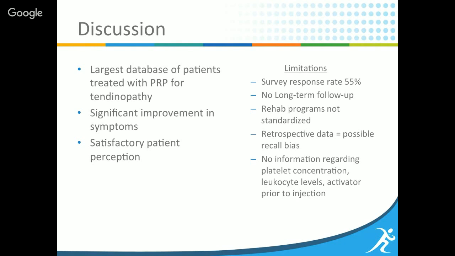The limitations, again, it's a survey, and only a little over half of the people responded, so there could be some bias in terms of who they got. There was no long-term follow-up. Their rehab programs before and after were not standardized. Again, retrospective data, so there is possible recall bias. And then there's no information regarding what kind of system they used or how many platelets they added, leukocyte levels, activator, and all that good stuff.